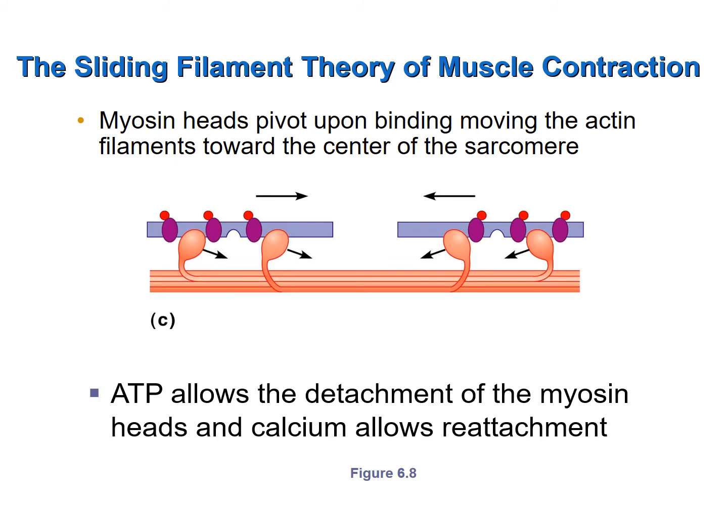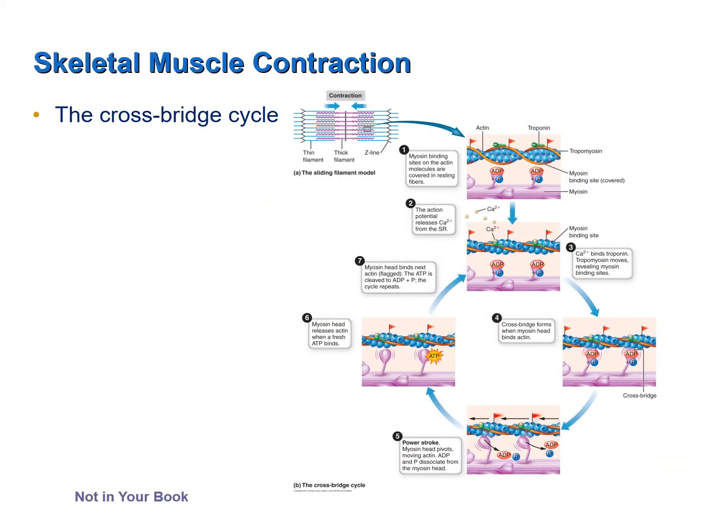The calcium is responsible for opening up the binding sites, allowing the myosin heads to attach to the thin filaments. However, ATP is required for the myosin heads to detach and reposition themselves for reattachment. This figure from your book illustrates what your book calls the cross-bridge cycle. A cross-bridge is nothing more than what is formed when the myosin head binds the thin filament. That is referred to as a cross-bridge.